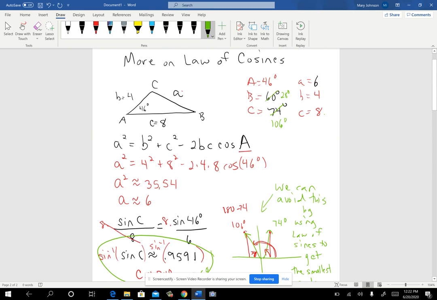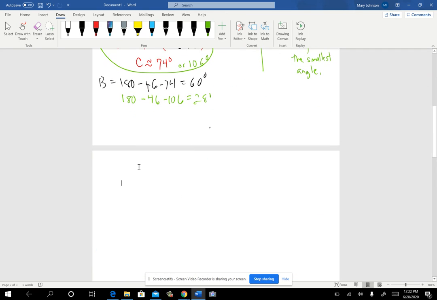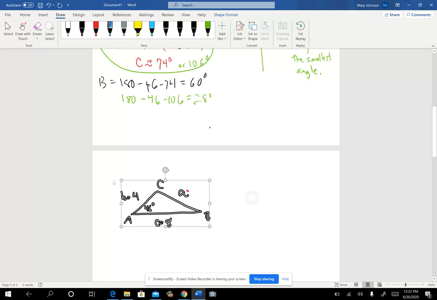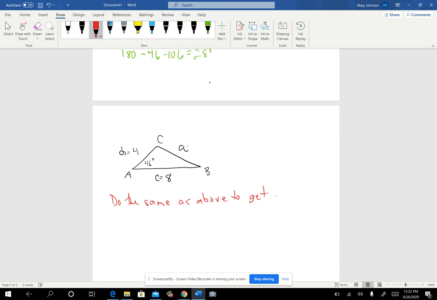So let's just copy what we have right here. Okay, let me move it down, and let me show you then what your plans should be. All right, so you should do like we did before. So do the same thing as we did before, the same as above, to get A. So I won't redo that. We've already done that, okay?